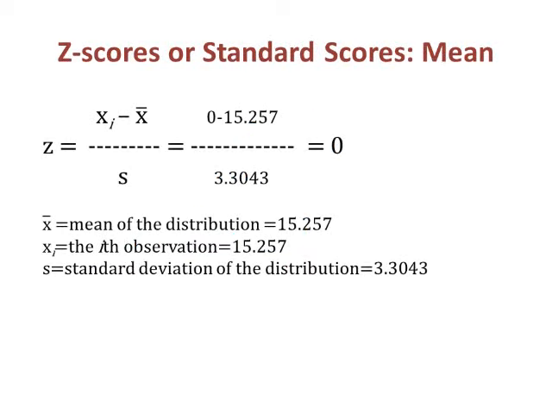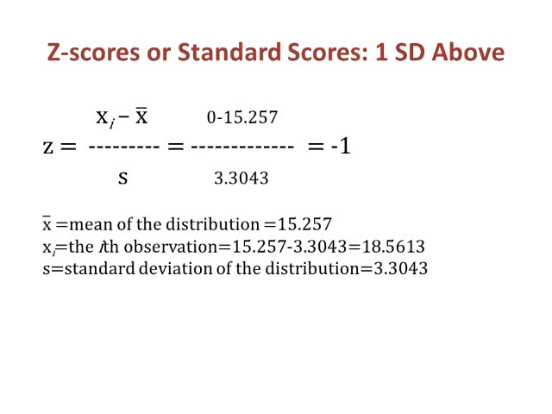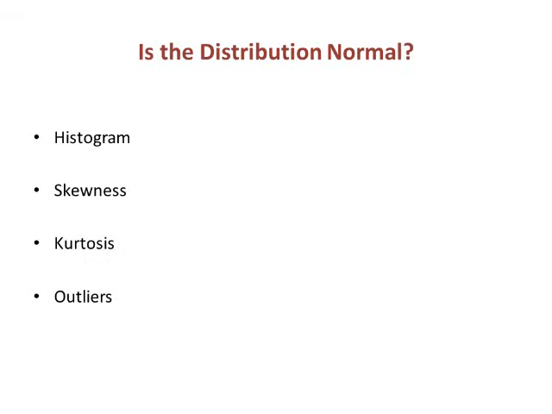The mean of the distribution has a z-score of 0. The score of a point one standard deviation above the mean is 1. The z-score of a point one standard deviation below the mean is -1. All this information is useful, but we have yet to address a key question. Is the distribution of points normal?